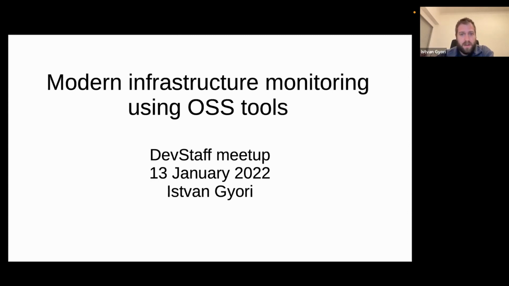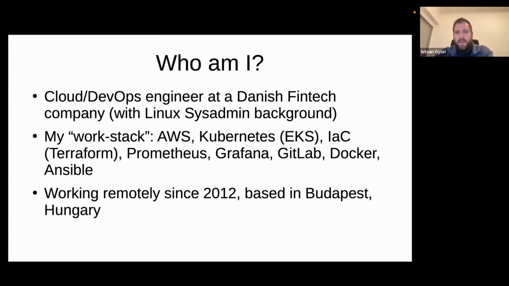And yeah, who am I? So my name is Istvan Gyori. I work as a cloud or DevOps engineer at a Danish fintech company, and I have a Linux sysadmin background. My work stack is AWS, Kubernetes, infrastructure as code, Terraform, Prometheus, Grafana, GitLab, Docker, and Ansible. And I've been working remotely since 2012, and I'm based in Budapest, Hungary.